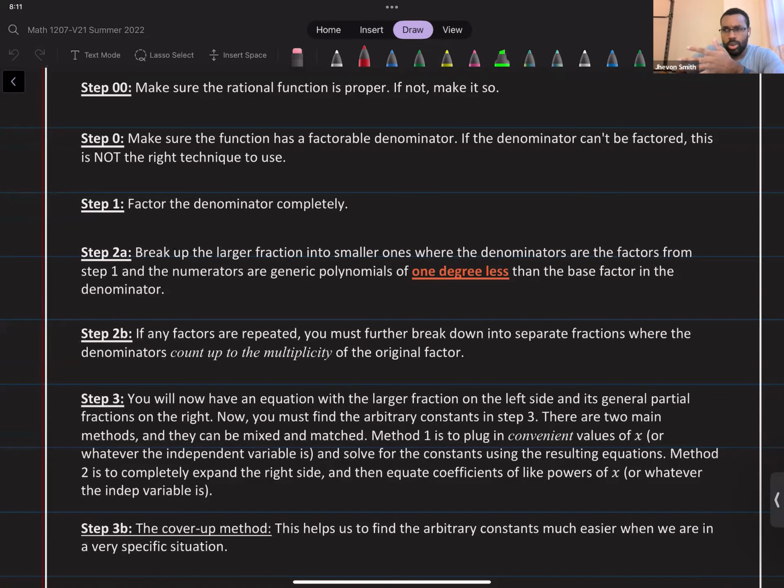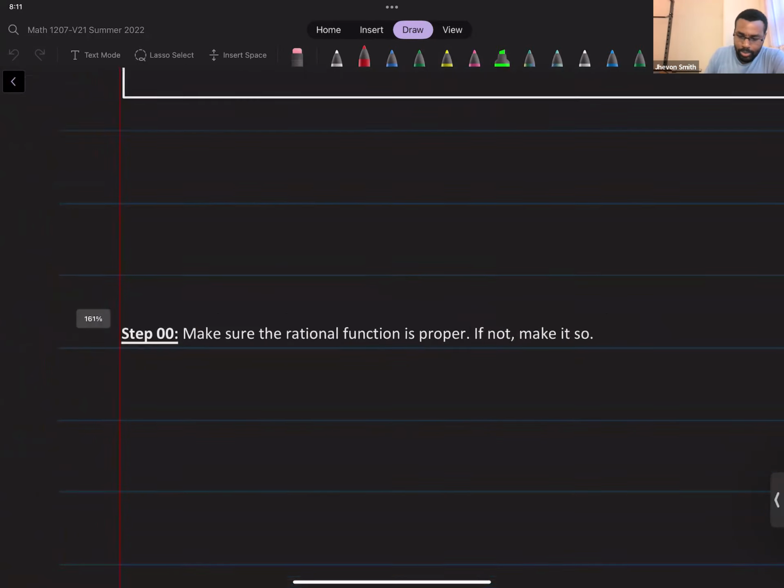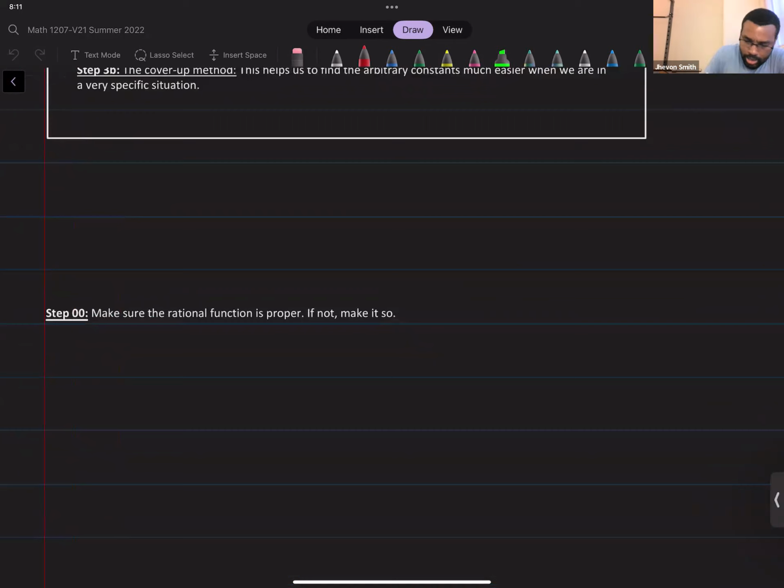That being said, we do sort of have to talk about step 0, 0, right? If you don't have a situation where there's a proper rational function, does that mean that this method will not work? Technically, no, not in general, because there are ways you can go from something that's not a proper rational function to one that is. So I wanted to go through each of these steps with you separately. I just recopied the steps here. Let's go through each step.